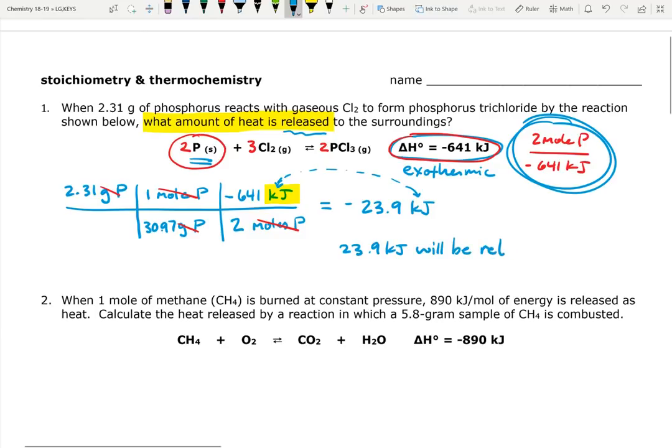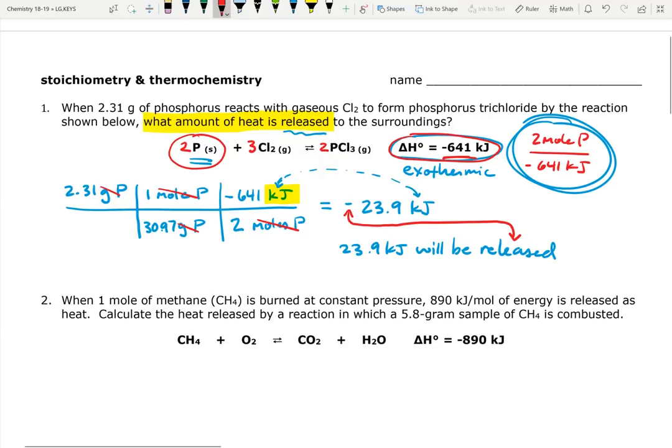Now you might look at it and say, well, how come I don't write negative 23.9? The negative shows up in the word released. So if you're setting up the problem with an exothermic reaction, it'll come out as a negative answer because the delta H value that was given with the problem was negative. And so when I punch it in my calculator, it'll come out negative.